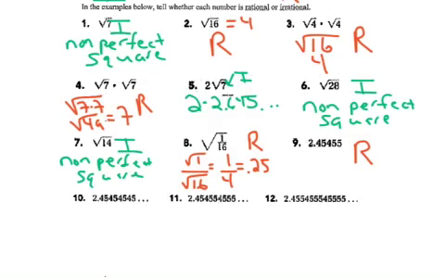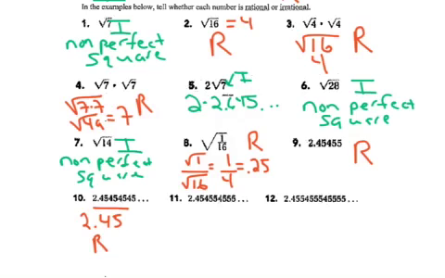Number 11. 2.45454545. Since this is really 2.45 repeating, remember all repeating decimals are rational. Think, they both begin with an R.